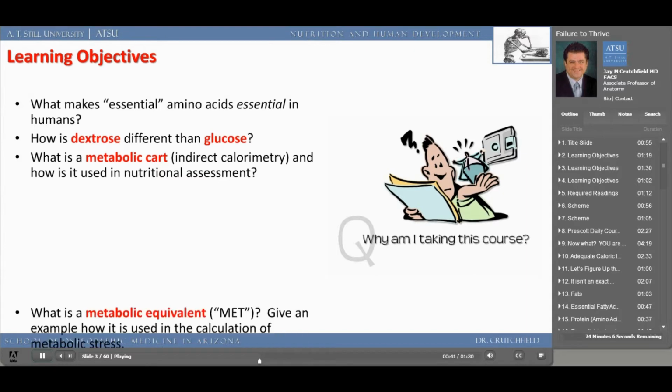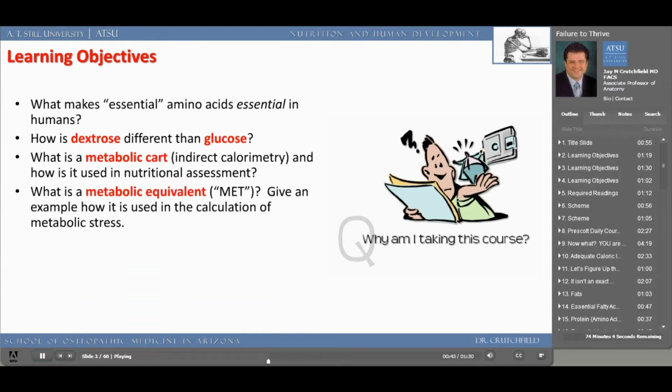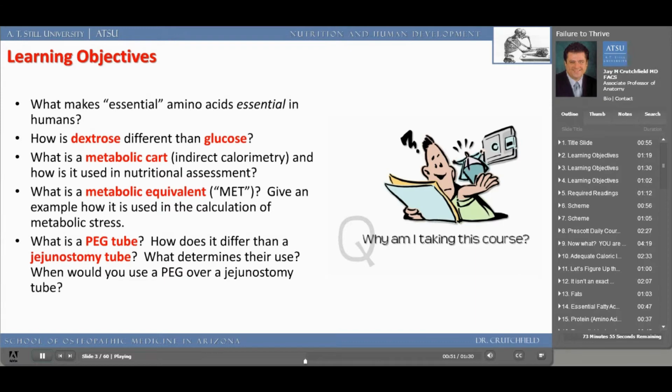What is a metabolic equivalent, commonly known as a MET? And give an example of how that's used in the calculation of metabolic stress. What is a PEG tube, a percutaneous endoscopic gastrostomy tube? And how does that differ from a jejunostomy tube? And why would you use one over the other?